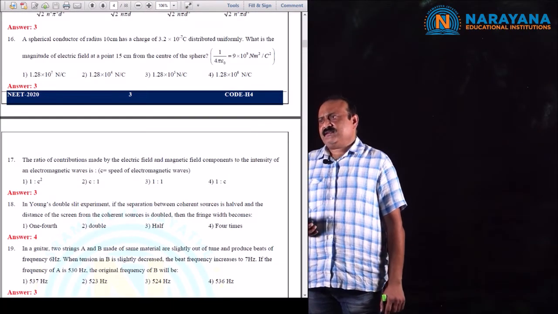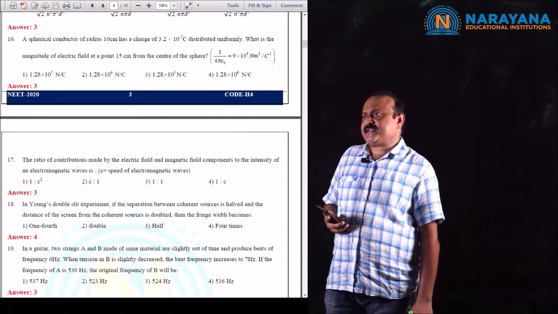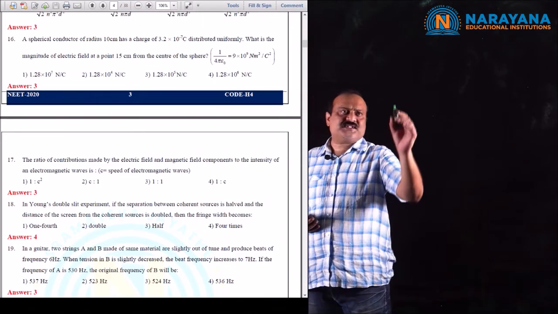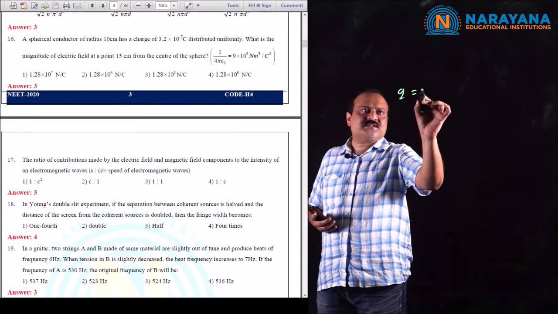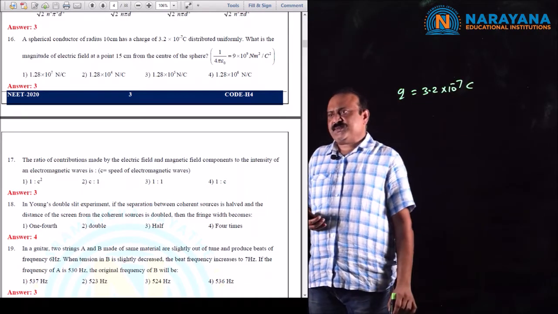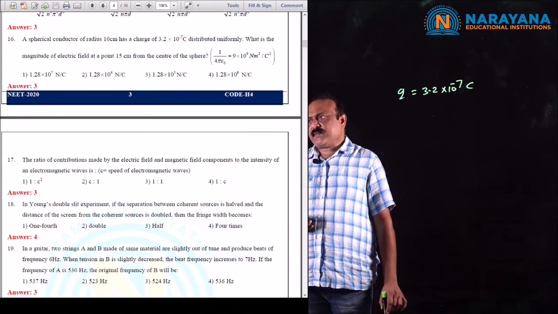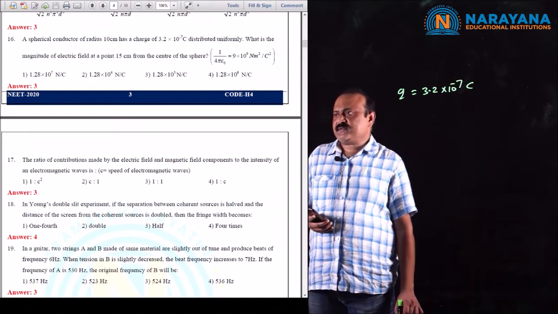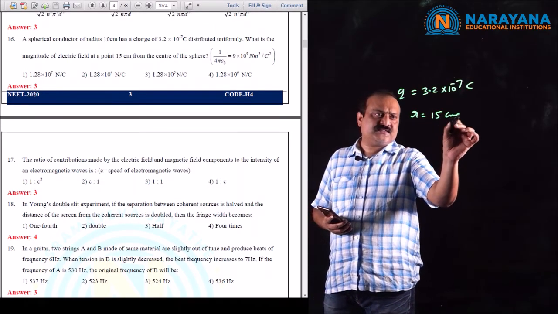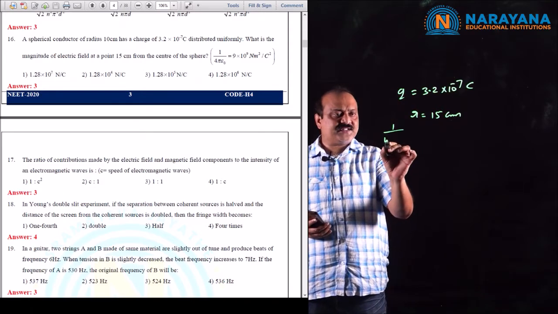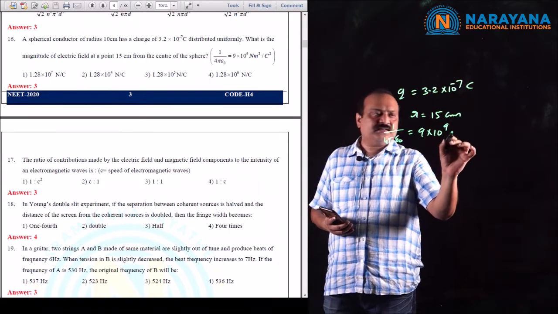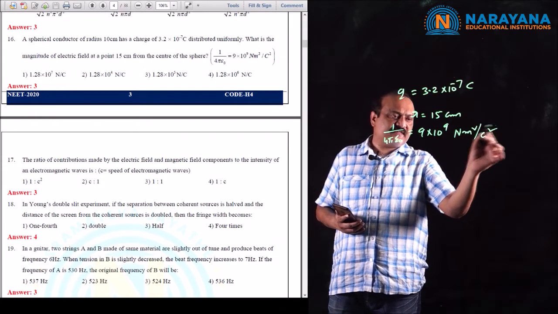Question number 16. A spherical conductor of radius 10 centimeters has a charge of 3.2 × 10^-7 coulombs distributed uniformly. Find the magnitude of the electric field at a point 15 centimeters from the center. Charge Q is 3.2 × 10^-7 coulombs. R is given as 15 centimeters, and 1/(4πε₀) is equal to 9 × 10^9 newton meter square per coulomb square.